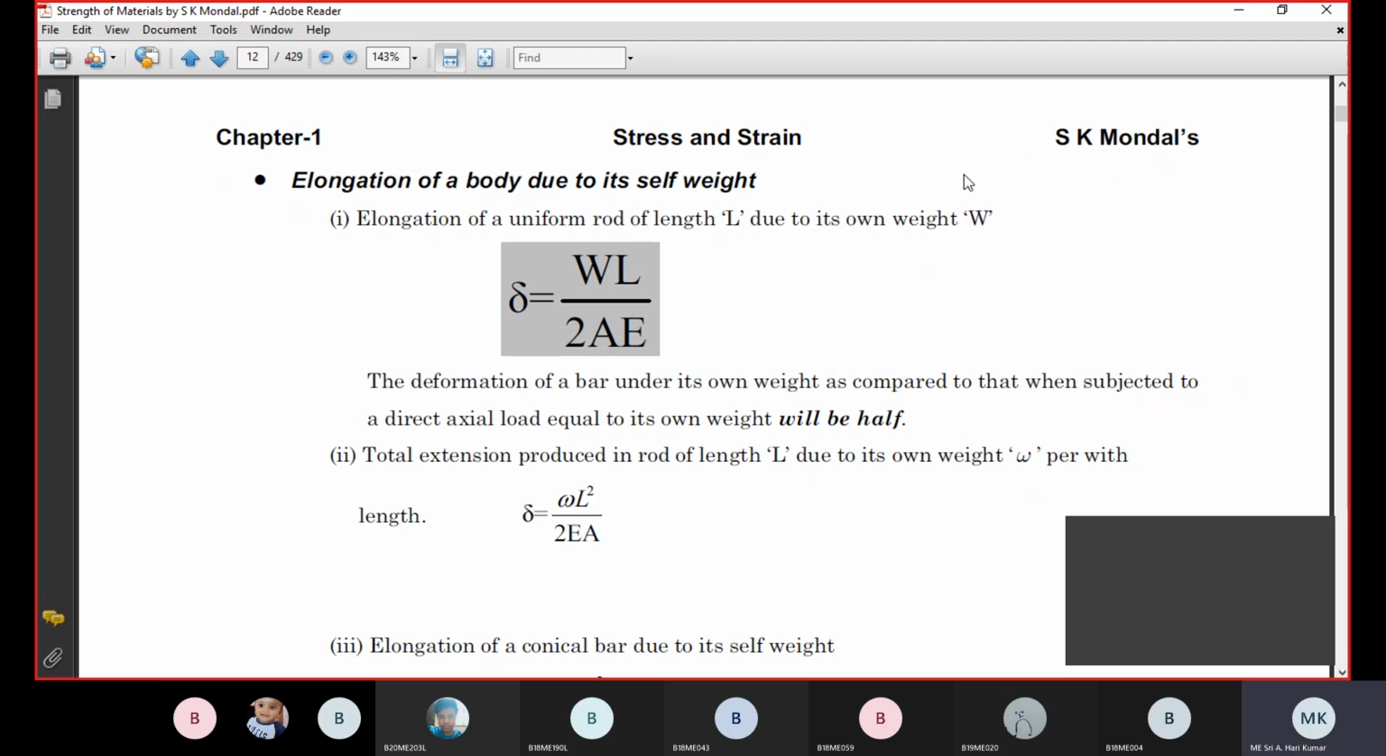Why? Because when you say elongation of a body due to self-weight, it must have been hung vertically, supported vertically. Because of the support, there is some reaction offered by the support, so only half of the weight will be on the member. So that's why we take W by 2.